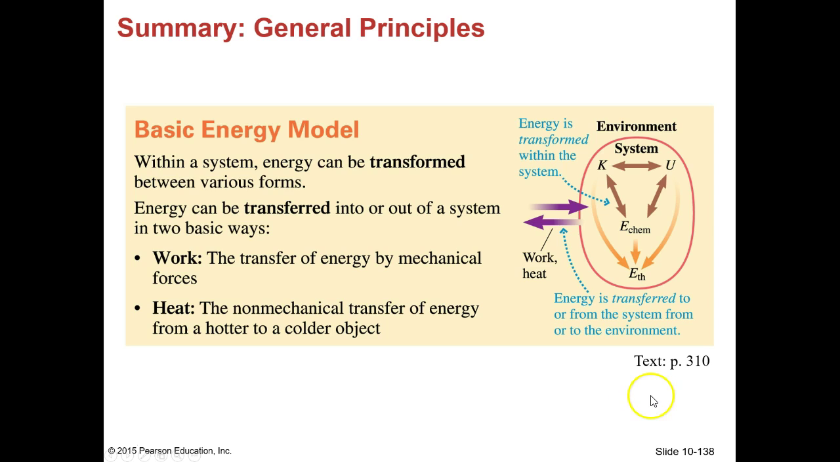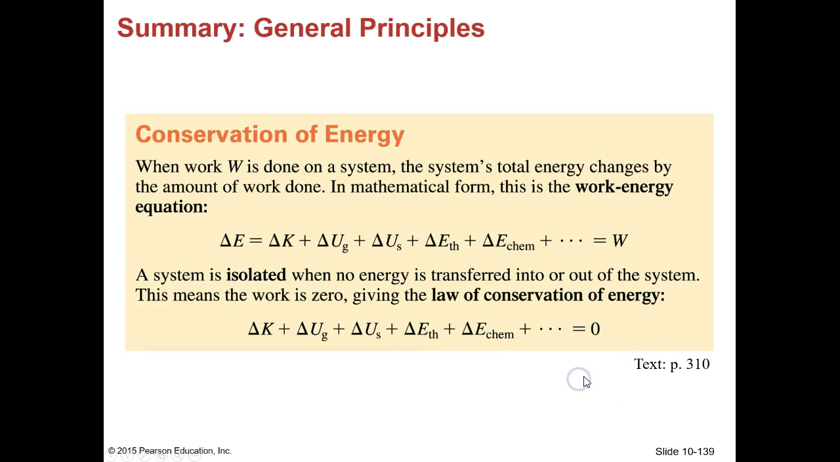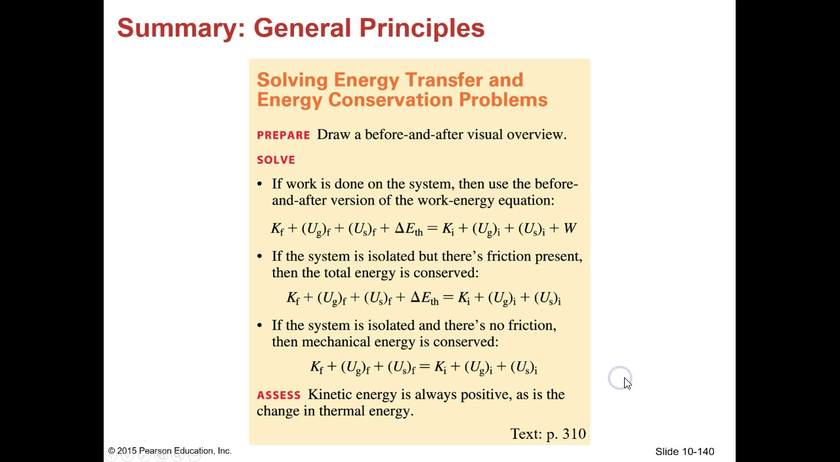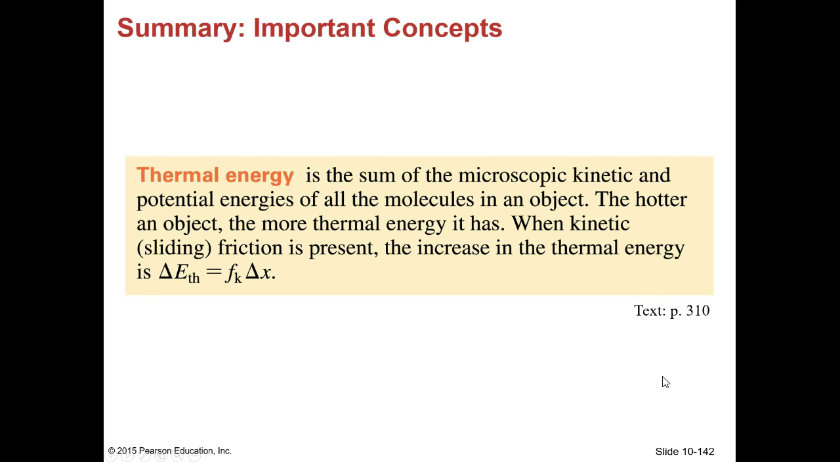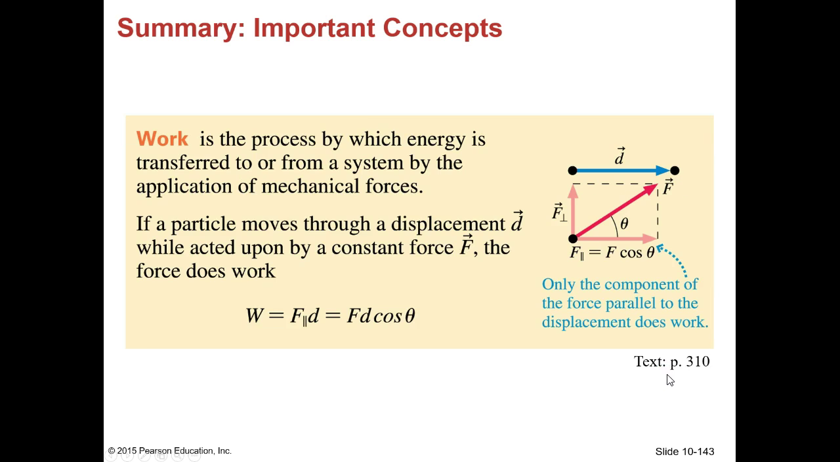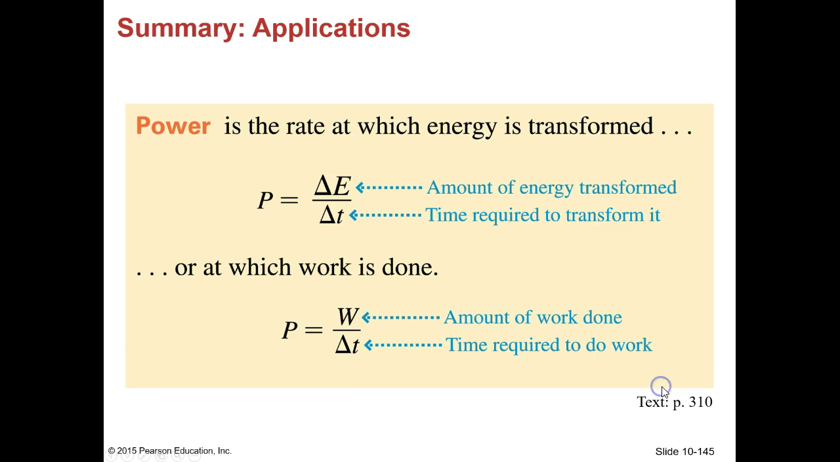The rest of this is just some general principles in summary. So we talked about the basic energy model. We looked at transferring energy. We looked at work. We looked at heat. We talked about conservation of energy, trying to solve problems with conservation of energy. Looked at kinetic and potential energies, and then said that mechanical energy is the sum of all those, or that's the total energy. And we skipped over thermal, but we did talk about work. And we did not talk about collisions, but then we ended up using power. And that is the end of this unit.